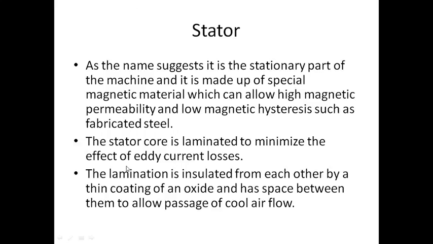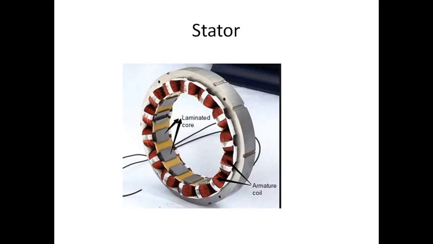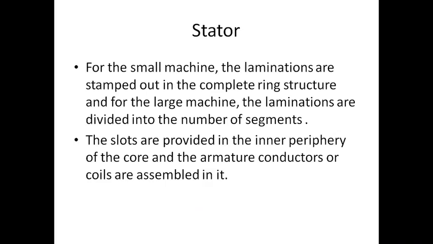Again, the stator will be laminated to reduce eddy currents and their effects. It is coated with an oxide layer because I want to have magnetic flux. So this is your stator, the armature winding and lamination cores. The cores are laminated. For a small machine, the lamination is stamped. This is a detailed description of the stator, the same as in a DC generator.